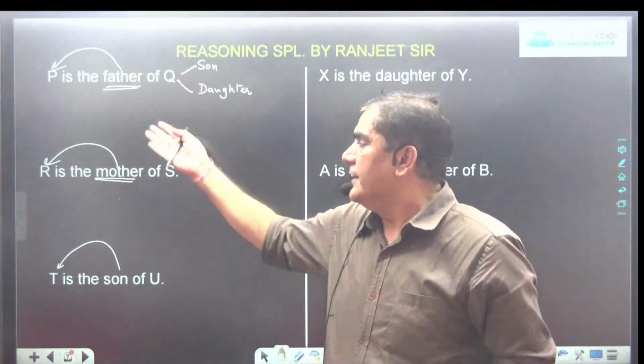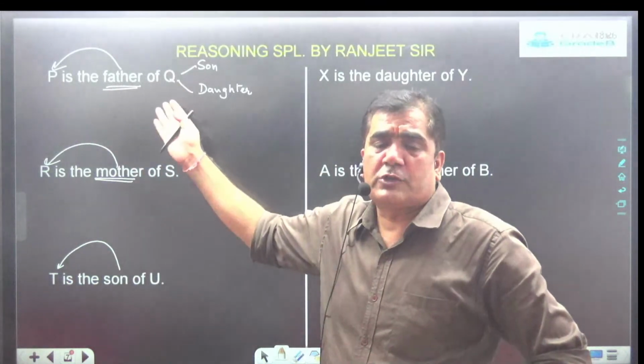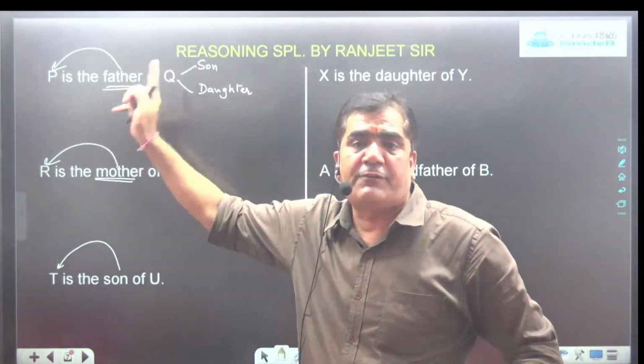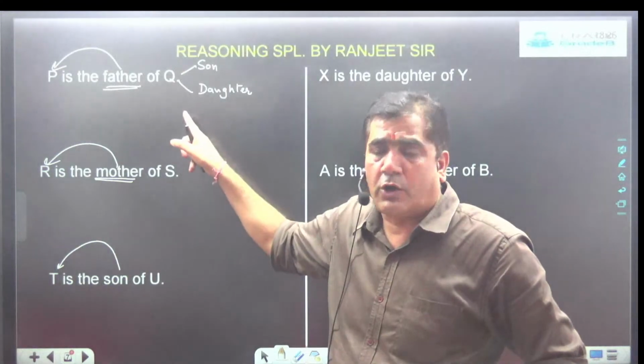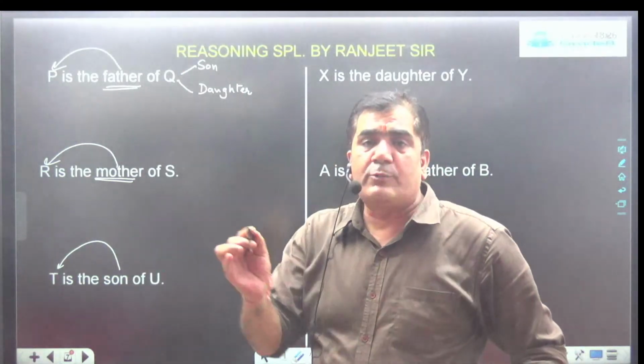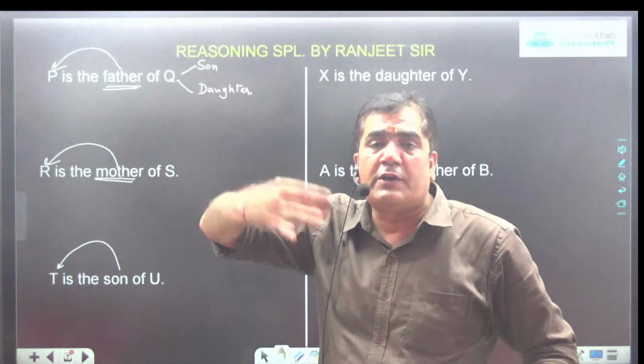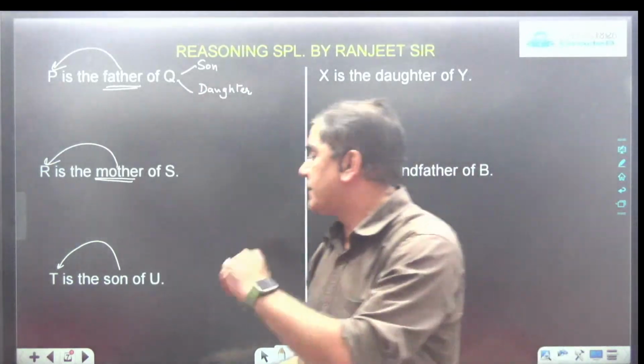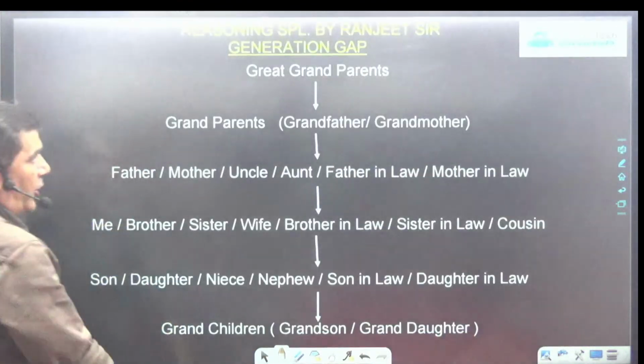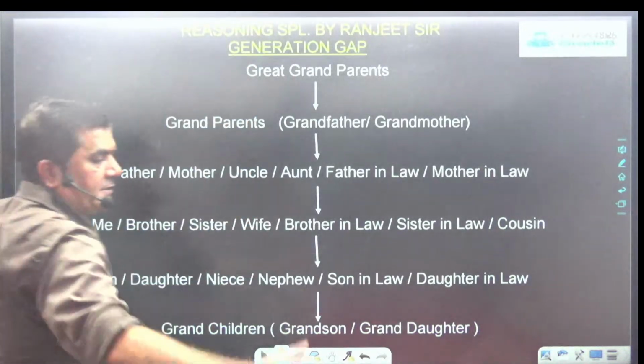So here, if the statement is P is the father of Q, out of P and Q, P is the father, so Q will be either son or daughter. Whatever Q may be, here I am talking about father and son, which means 2 different generations. So how has this generation been created? In order to explain that, let's see the example.